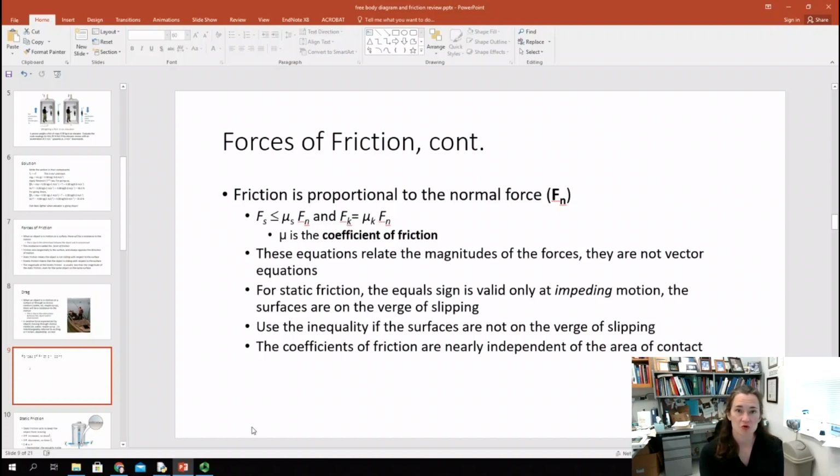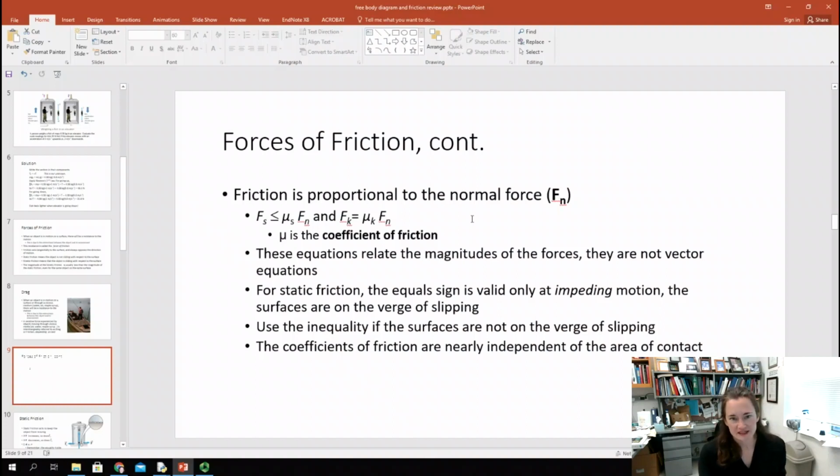The constant of proportionality is called the coefficient of friction. So you could write that the force of static friction will be less than or equal to the coefficient of static friction times the normal force. And you could write that the kinetic friction will be equal to the coefficient of kinetic friction times the normal force. Okay? So these equations here, those are the magnitudes of the forces on the sides. Just the magnitudes, all right?